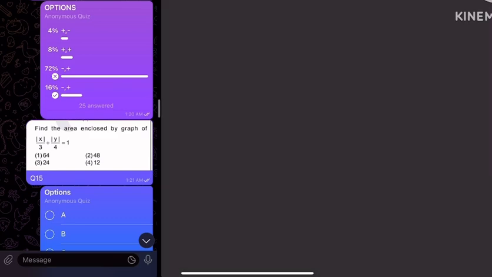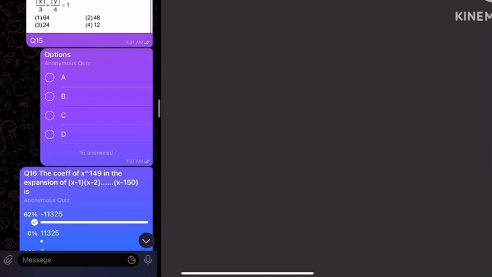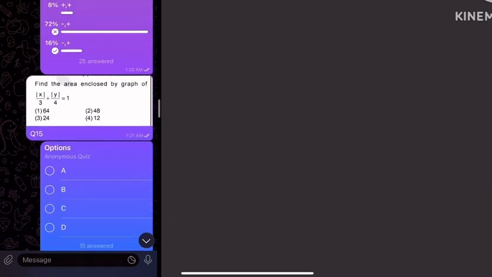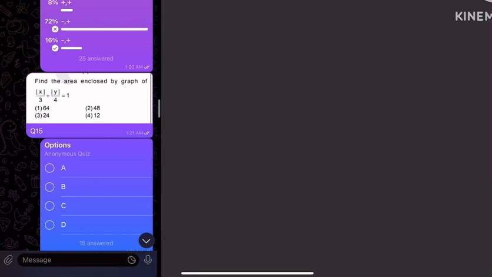Let me check this. This is a good one. Question number 17 is a very good question. Question number 15 is mod x by 3 plus mod y by 4 equal to 1. What I would have done is plotted the graph for this. Let me plot the graph, then only we'll take out the area. Without plotting the graph we cannot do it.